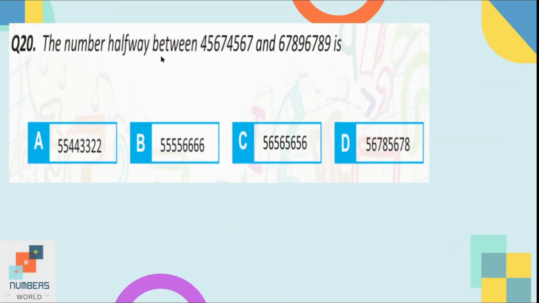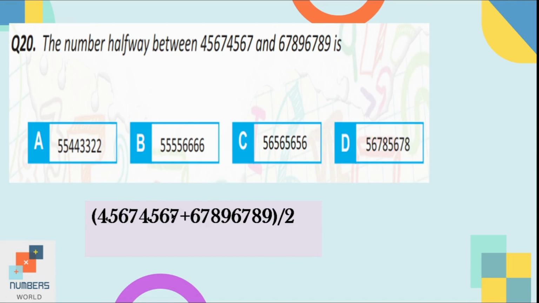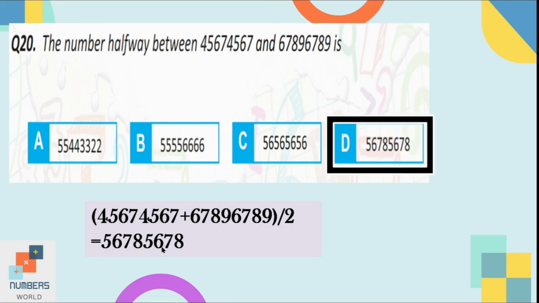Question number 20. The number halfway between 4 crores 56 lakhs 74,567 and 6 crores 78 lakhs 96,789 is... To find that out, we will add the given numbers and divide the sum by 2, which is equal to 5 crores 67 lakhs 85,678. So that is our option D.